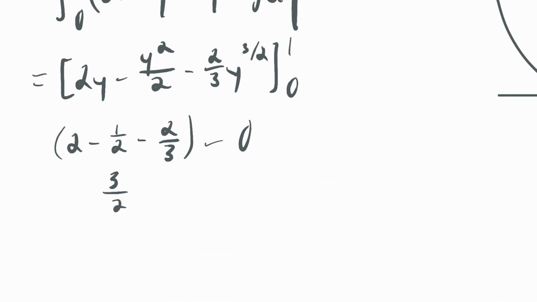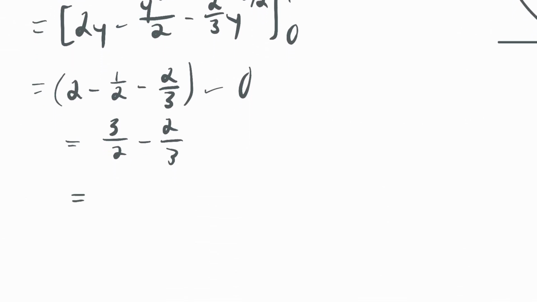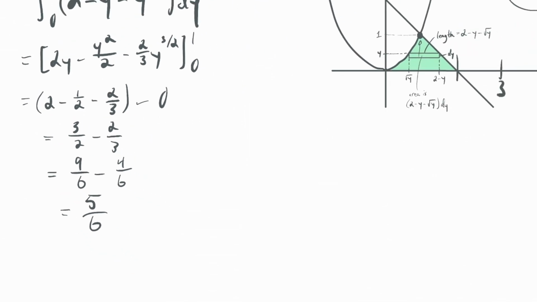And I won't cut corners here. I'll work all this one out. Just because I don't want anyone to think I'm just asserting that the result is the same as the previous one. So common denominator of 6. So 9 over 6 minus 4 over 6. We get 5 over 6. So of course we get the same result.